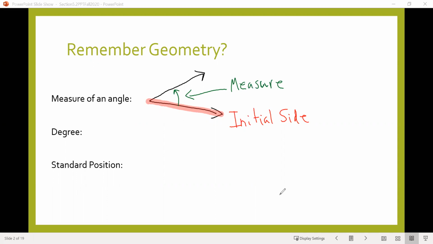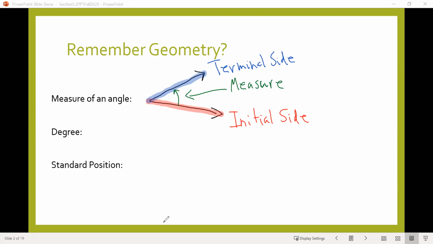Okay, so the part that we rotate, or the amount we rotate from initial side to a second side, which I should also give you a name for that. We call that second side the terminal side. Okay, so it's the amount we have to rotate from the initial side to the terminal side.